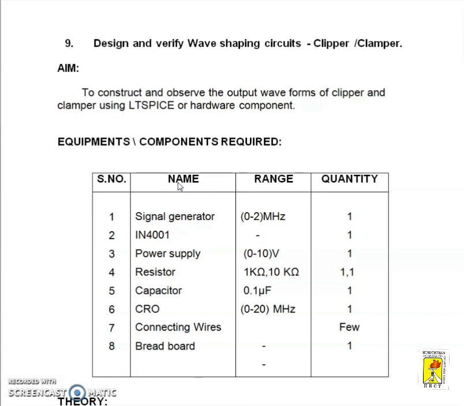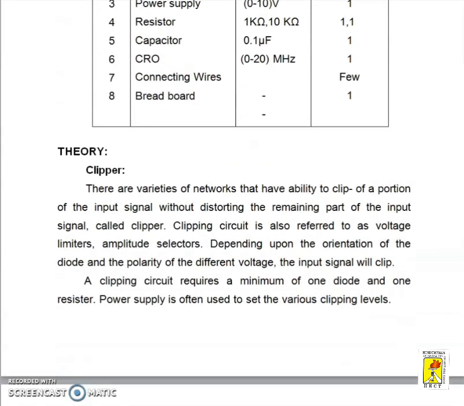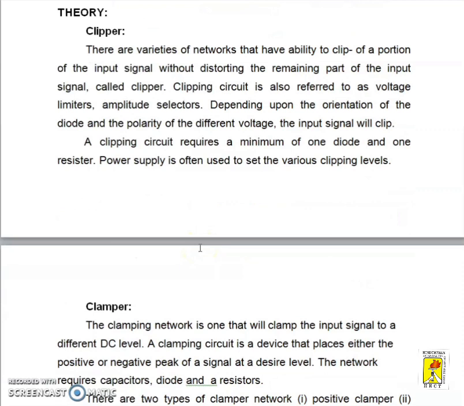Let us look at what a clipper is, and then we will see how to simulate it using the LTSPICE tool. A clipper is an electronic circuit by which the waveform is shaped by removing a portion of the applied waveform above or below a certain level. Clipping means that we can remove a particular part of the wave which we don't need. There are varieties of clippers: positive clippers, negative clippers, biased clippers, and combinational clippers.